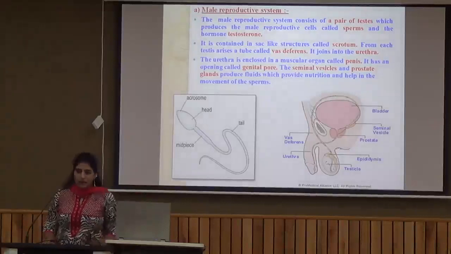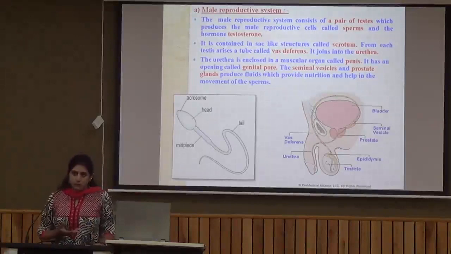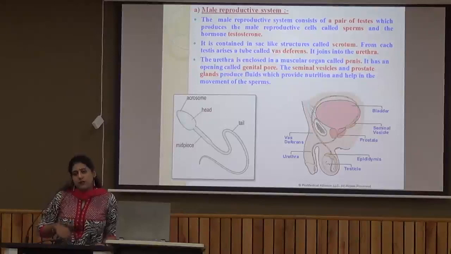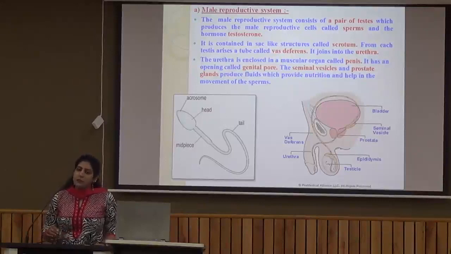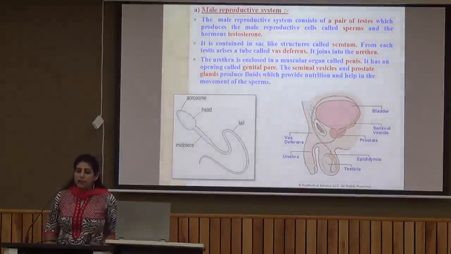Now how it starts, very simple. The testis starts producing the sperm. Once it starts producing the sperm, it starts moving through the vas deferens, a pipe you can see. Once it crosses that pipe, the seminal vesicle and prostate gland add their secretion to those sperms so that it will become a liquid viscous form. And it contains all the required nutrients for the complete development of a sperm.